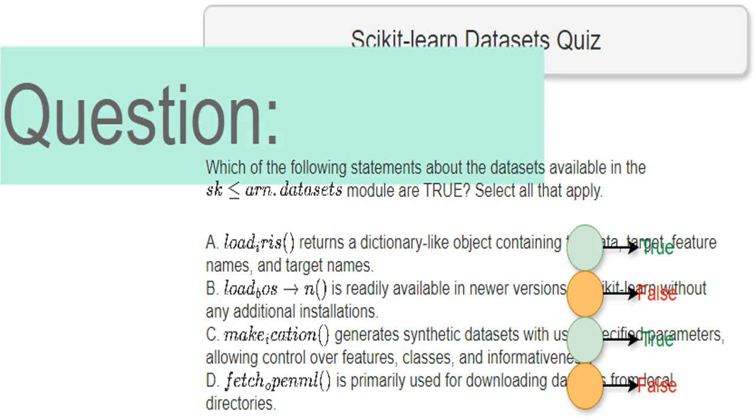This is the core question of the quiz. It asks you to identify which statements accurately describe the behavior and properties of different functions within Sklearn's dataset loading module. We'll examine each statement one by one to determine its truthfulness. This statement says that the load_iris function, which loads the famous iris flower dataset, returns a data structure similar to a dictionary. It's true. The returned object holds the data, the species labels, and descriptive information.